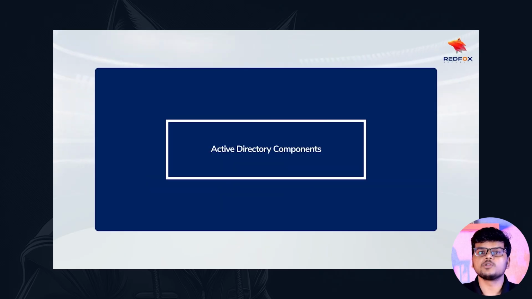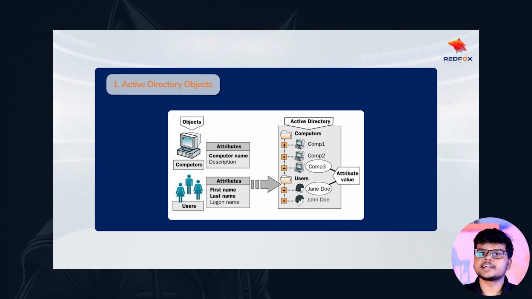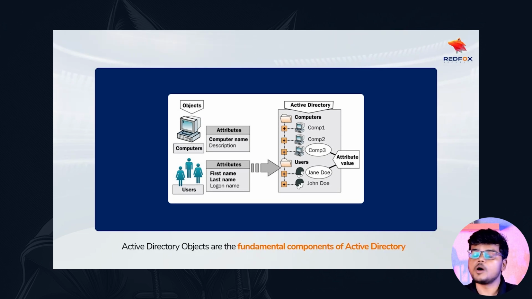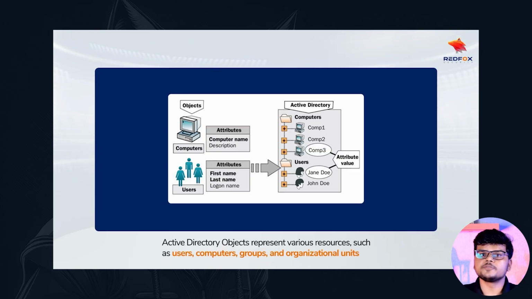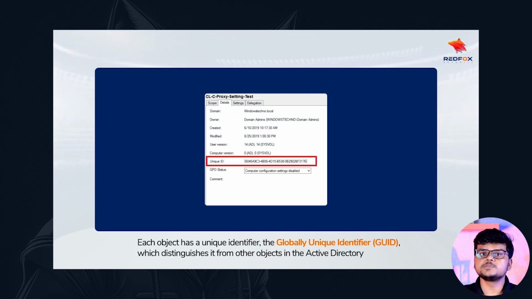Active Directory components. Let's now discuss the various components of Active Directory. First is Active Directory objects. Active Directory objects are fundamental components of Active Directory. Active Directory objects represent various resources such as users, computers, groups, and organization units. Each object has a unique identifier, the globally unique identifier GUID, which distinguishes it from other objects in Active Directory.